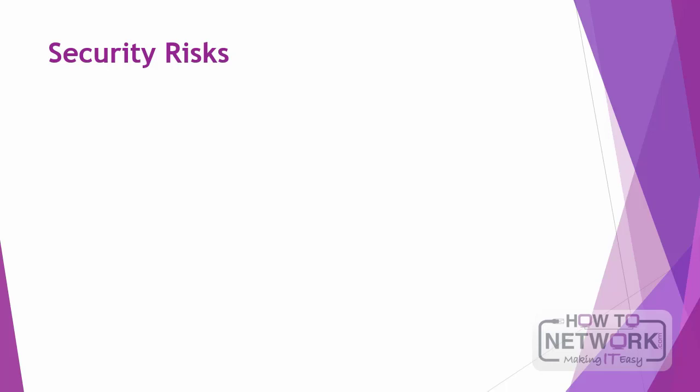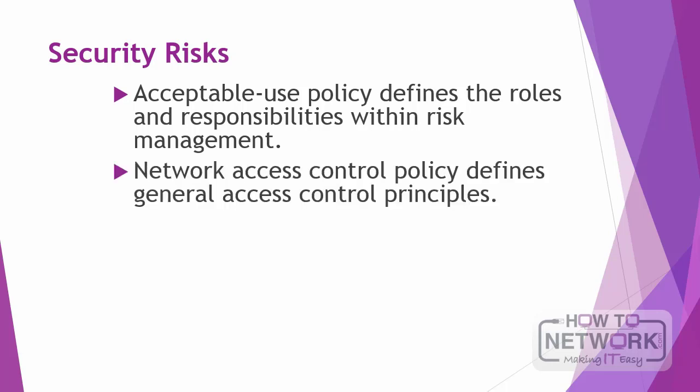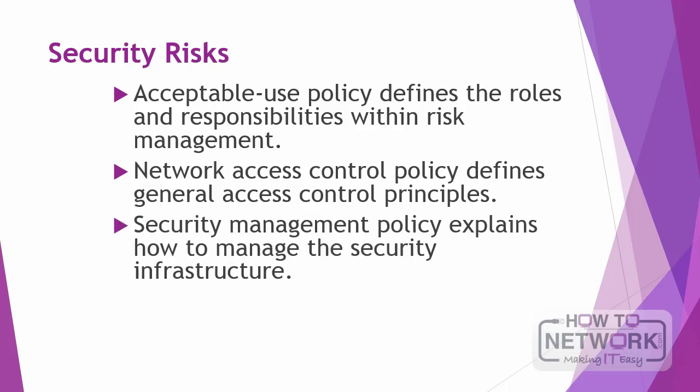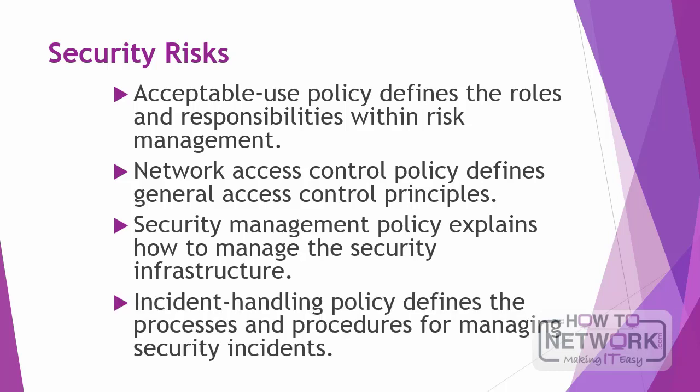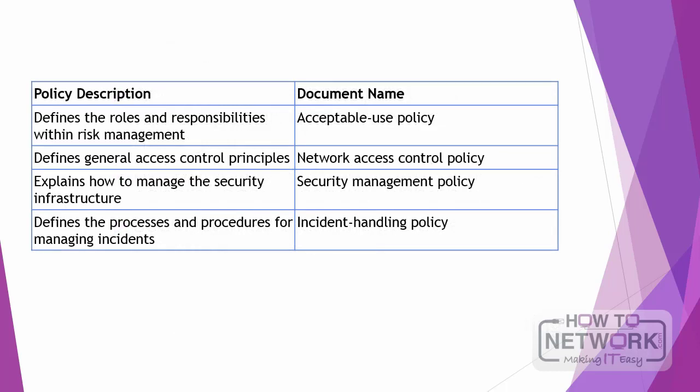There are other documents which concentrate on specific areas of risk management. The acceptable use policy defines the roles and responsibilities within risk management. Network access control policy defines access control principles used in the network and how data is classified. Security management policy explains how to manage the security infrastructure. And then incident handling policy defines the processes and procedures for managing security incidents. If you look at this chart and memorize it, you'll do excellent on this portion of your CCDA exam.